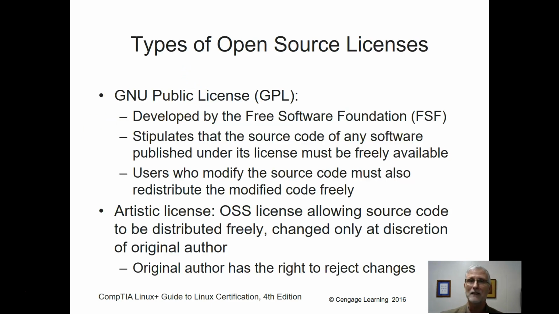Now, there are a couple of different open source licenses. There is the GNU Public License, GPL, developed by the Free Software Foundation. It pretty much says, hey, this source code and any software published under this license must be freely available. The Artistic License, an OSS license, allows the source code to be distributed freely, changed only at the discretion of the original author. And the original author can choose to say, nope, I don't want you to put those changes in.